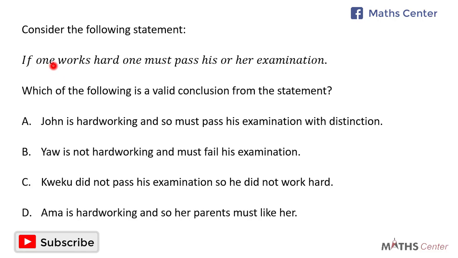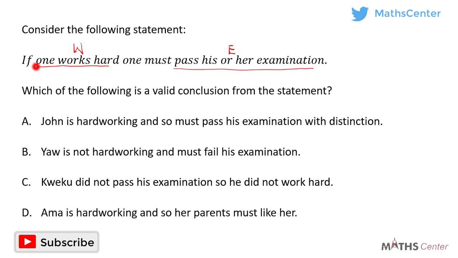The statement given to us is if one works hard, one must pass his or her examination. When we consider the statement carefully, we can see that we have 2 groups of people. The first one is those who work hard, and the second one is those who pass their examination. Let's use W to represent those who work hard and E to represent those who pass their examination.